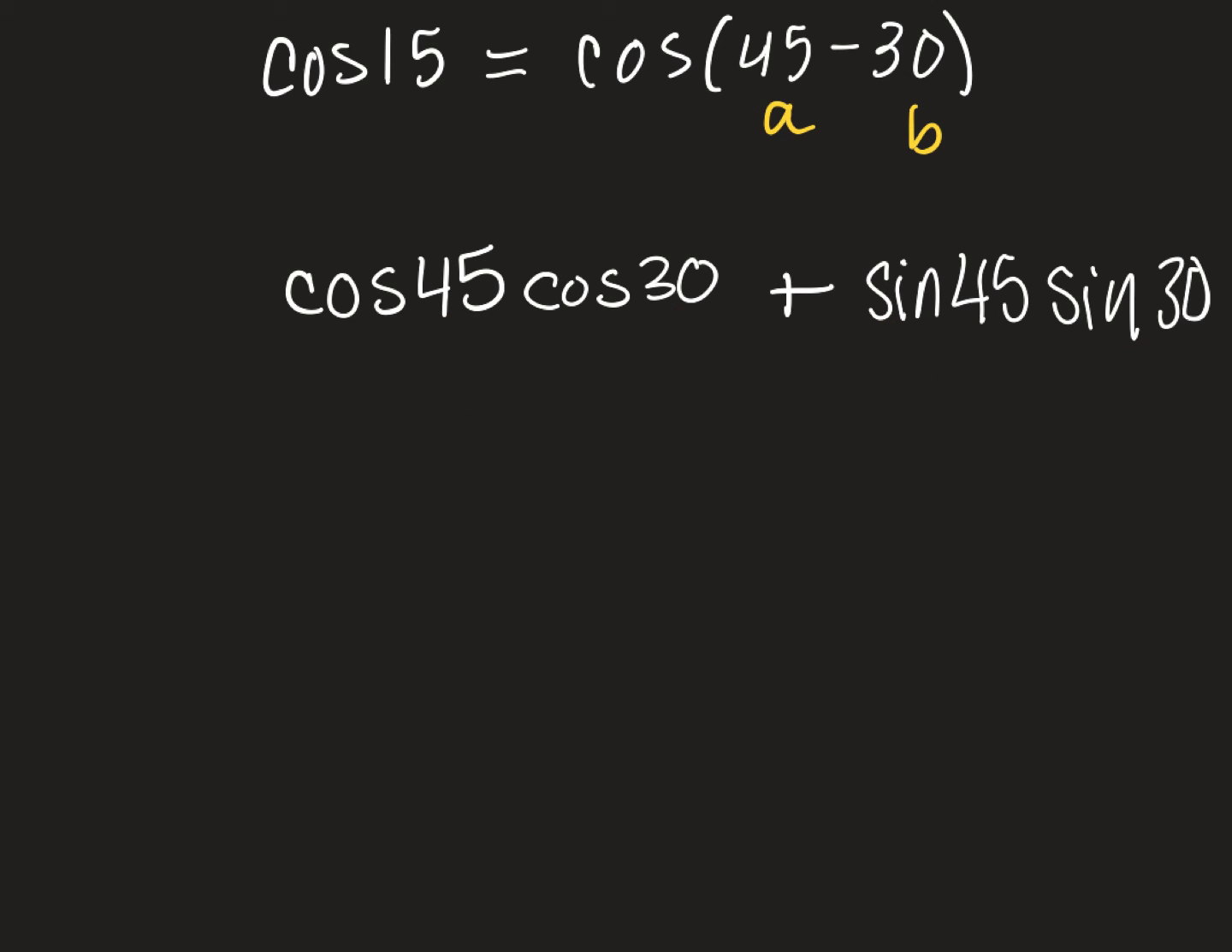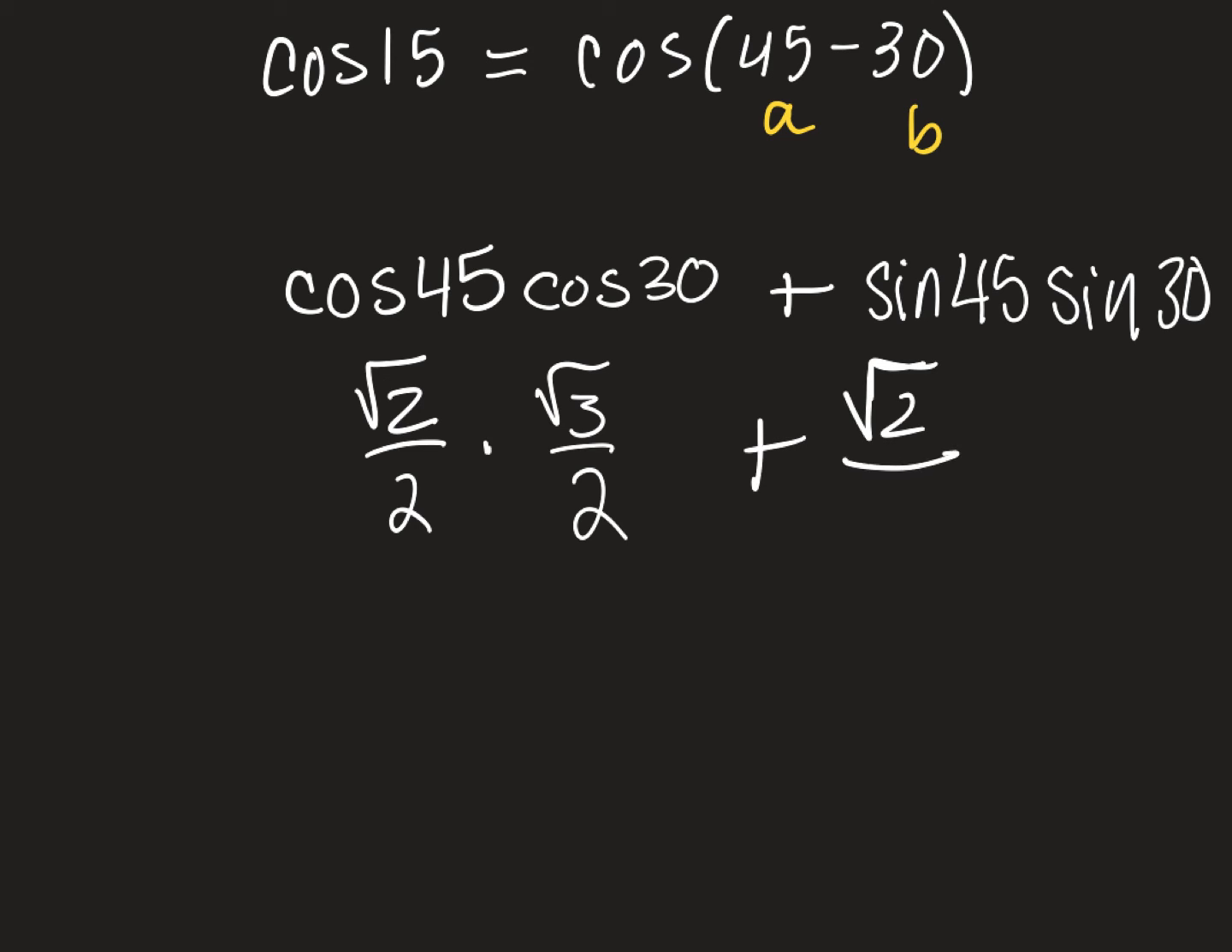So the cosine of 45 is square root of 2 over 2. Cosine of 30 is square root of 3 over 2. Sine of 45 is also square root of 2 over 2. Sorry guys, my pencil's dying. And sine of 30 is 1/2.